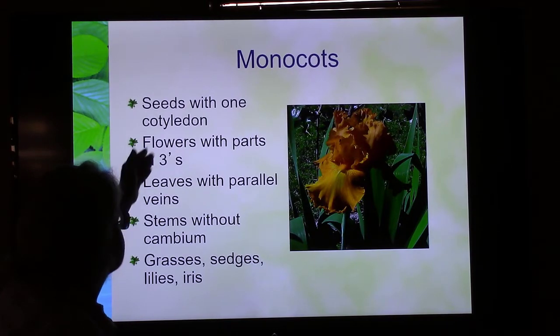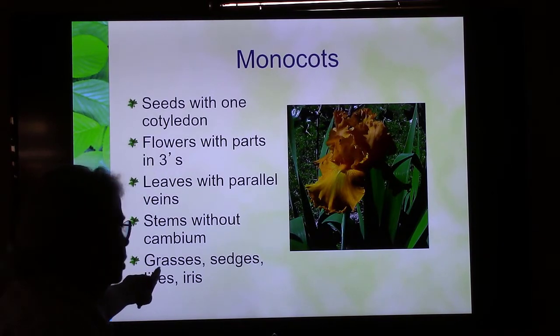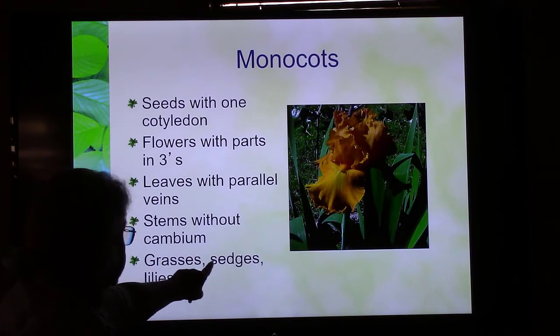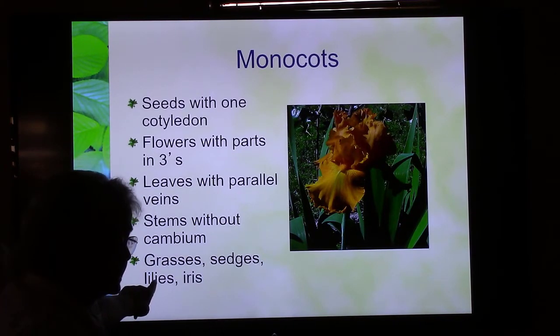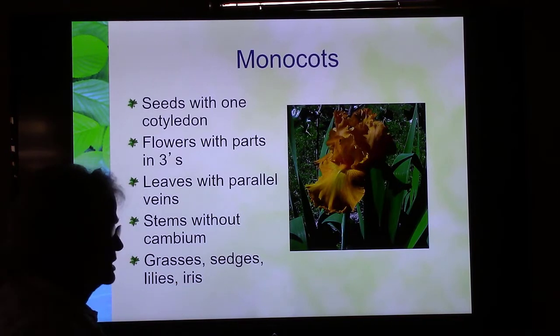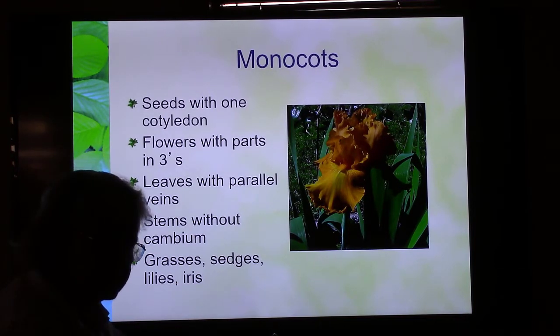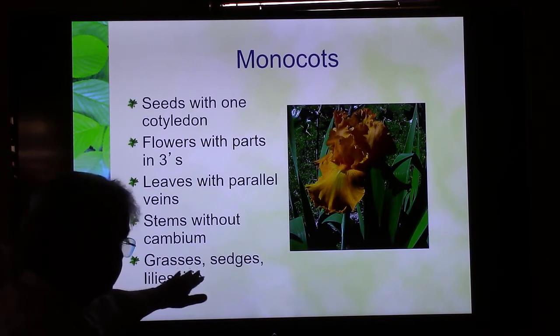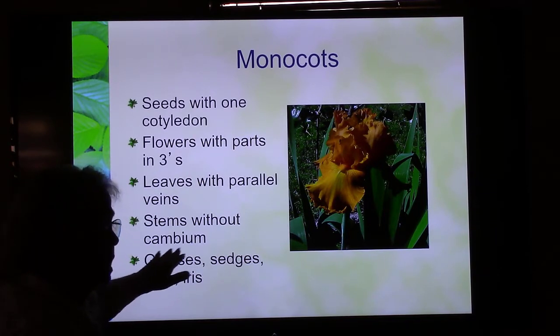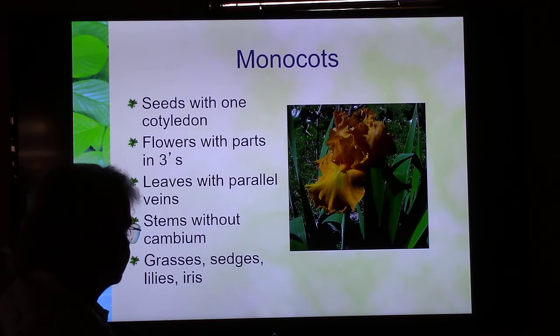What goes in the monocot group? Grasses, sedges, lilies, and iris are examples in this group. So we have a lot of economic importance and some decorative horticultural importance to this group.